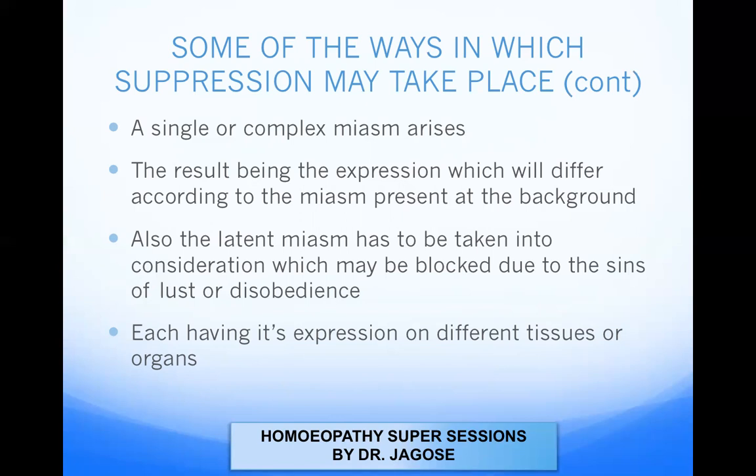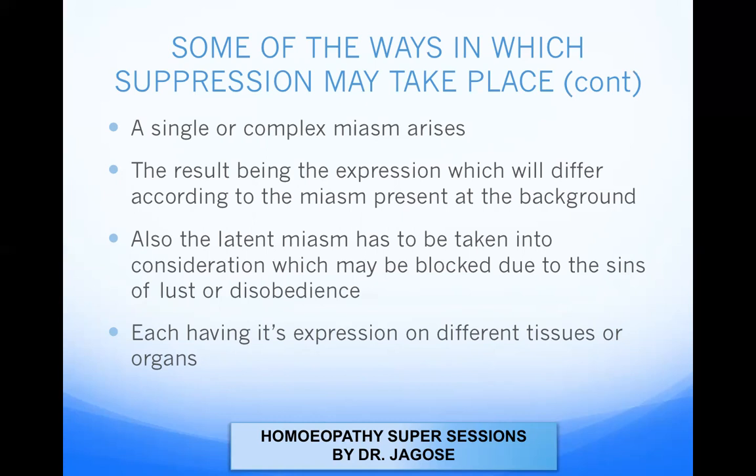Also, the latent miasm has to be taken into consideration. This is also very important. He adds that not only the miasm, but also the miasm which is latent has to be taken into consideration, which may be blocked due to sins, lust or disobedience. So this could be blocked because of the bad habits of the individual, like sins, lust, or disobedience, each having its expression on different tissues or organs.